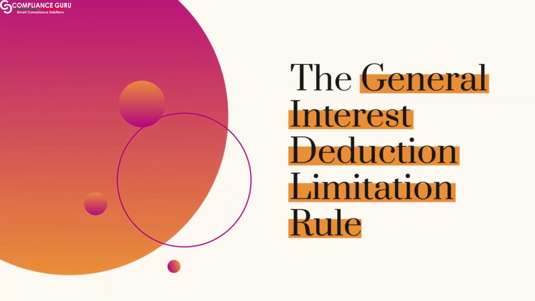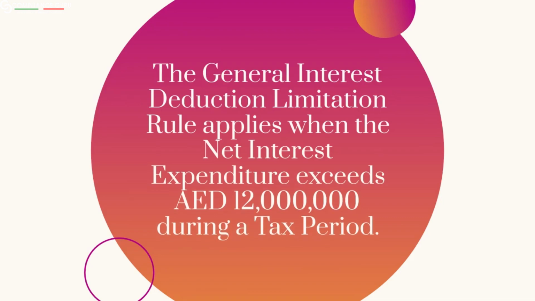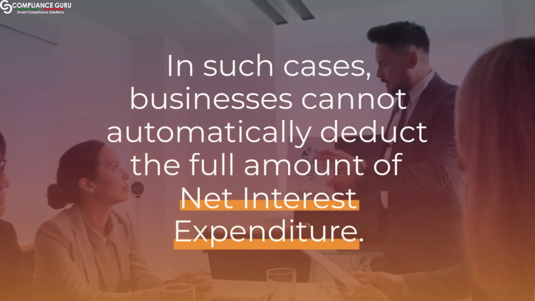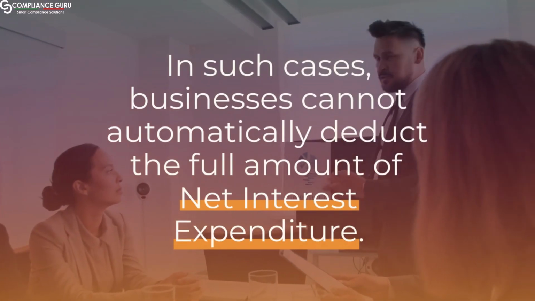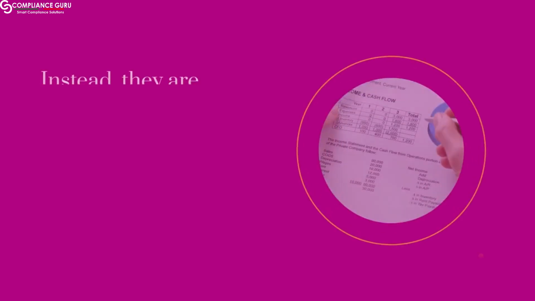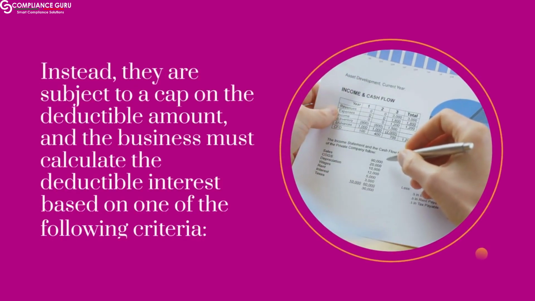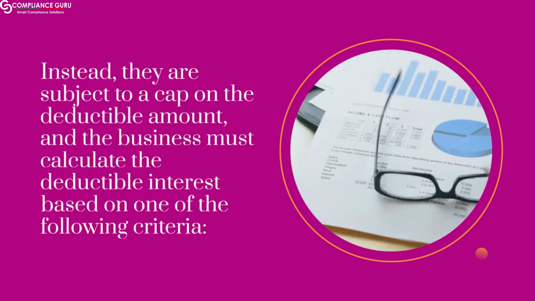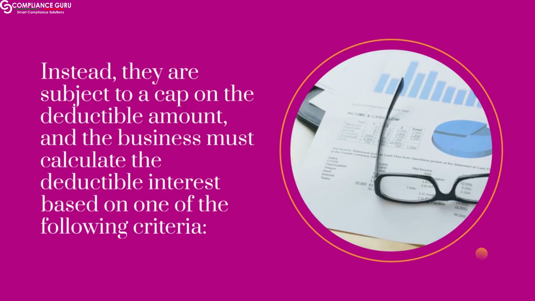The General Interest Deduction Limitation Rule. The General Interest Deduction Limitation Rule applies when the net interest expenditure exceeds AED 12 million during a tax period. In such cases, businesses cannot automatically deduct the full amount of net interest expenditure. Instead, they are subject to a cap on the deductible amount, and the business must calculate the deductible interest based on one of the following criteria.